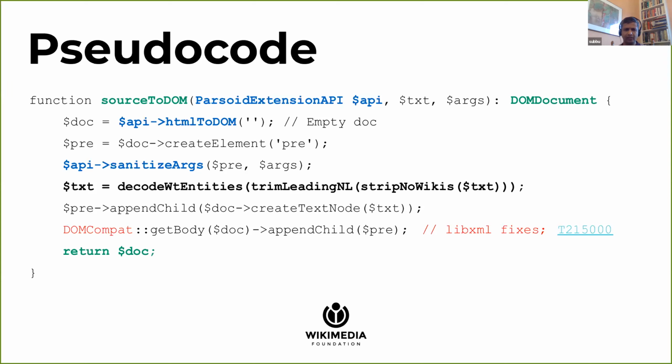A small tangential note here, which is highlighted in red. So libxml is currently not compatible with DOM2. So as part of the porting of Parsoid to PHP, we built a compatibility layer on top of libxml, which gives you more standard DOM semantics. So anybody who's interested in the details can take a look at the bug report there, which has more information. But broadly, we encourage you to use the DOM compatibility layer rather than libxml directly, because it's going to give you more standard semantics for DOM manipulation.